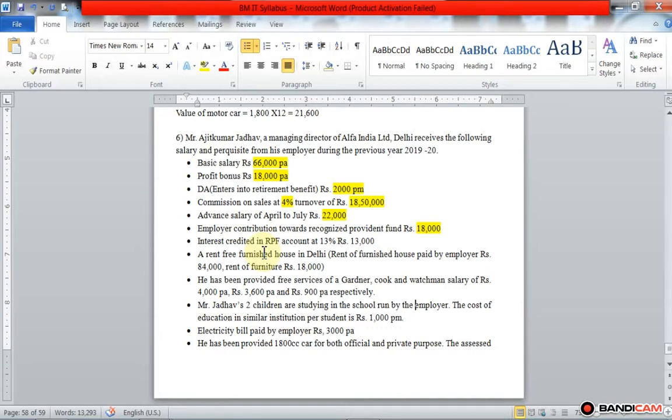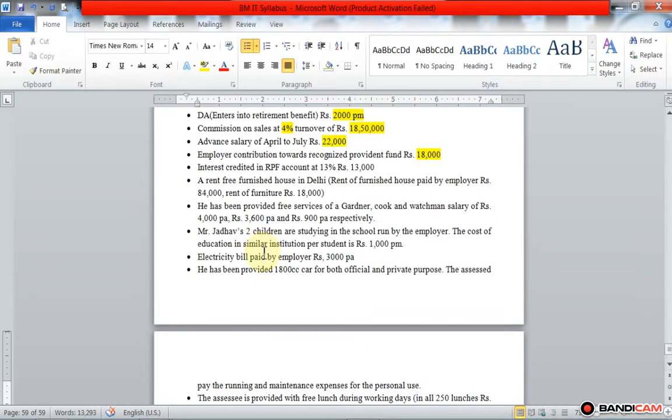Then the employer has provided free services to the employee such as gardener, cook and watchman, with salary of rupees 4,000 per annum, rupees 3,000 per annum, and rupees 900 per annum respectively. The salary paid by the employer for the facilities provided to the employee is all taxable.